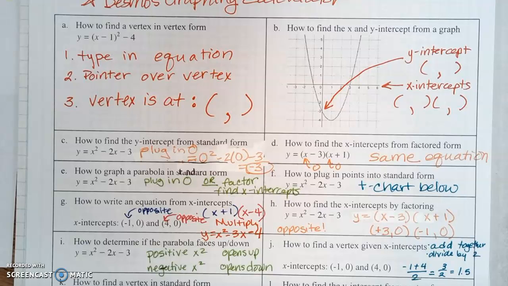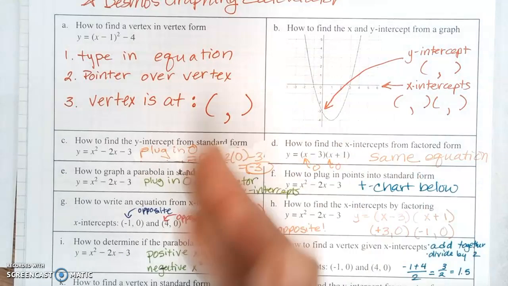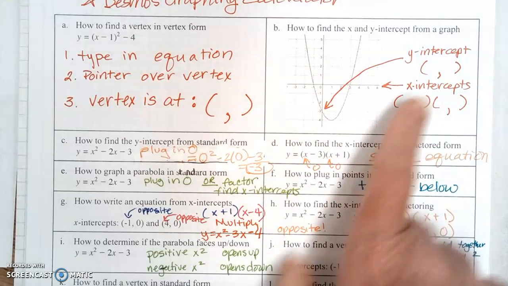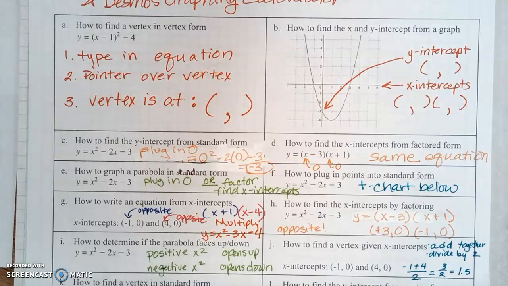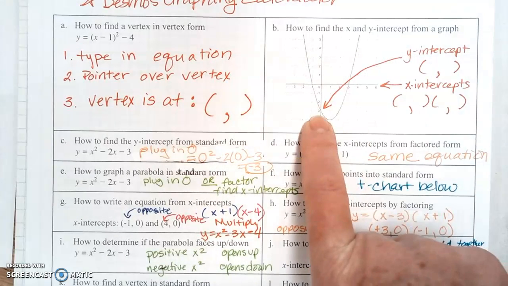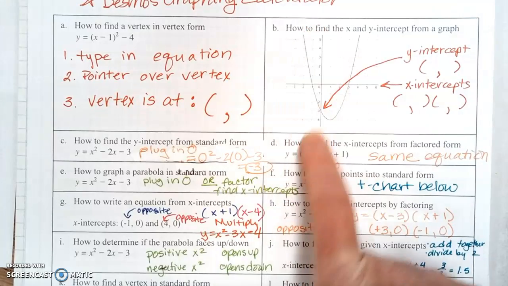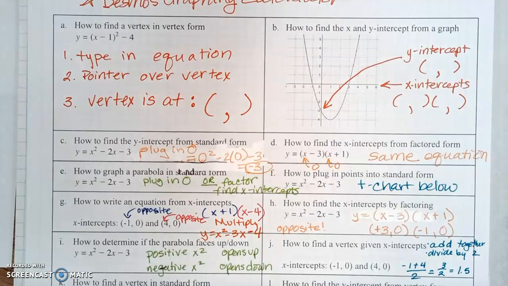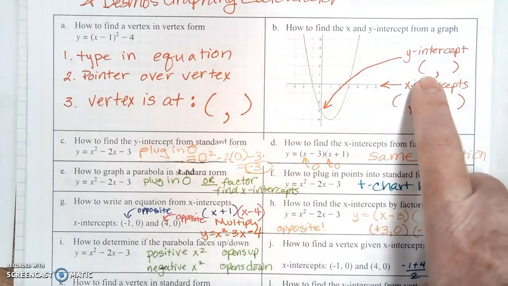That same equation is used for box B. So you can continue with that same graph and answer part B, which is how to find the x and y intercepts from a graph. The y-intercept is going to be right here where it's crossing the y-axis. And again, you can take the pointer, hover over that spot, and it'll give you some number x, comma, some number y.